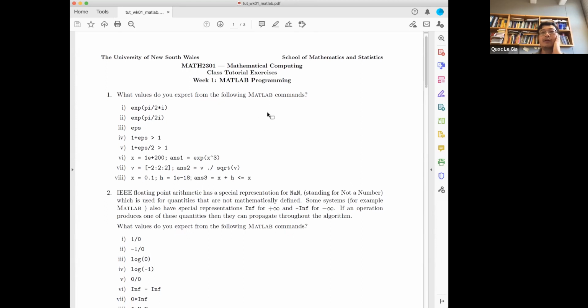And so the first question is, what do you expect from the following commands? e to the pi over 2i. Then what do you expect? If you remember your complex plane, then what is e to the pi over 2i? Anyone remember complex number 0 plus i?